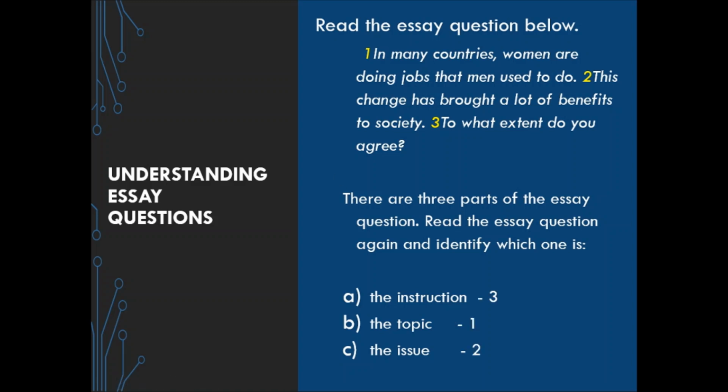All right. So the first sentence is our topic, In many countries, women are doing jobs that men used to do. All right? Now, the second sentence is the issue. So, what is the issue? This change has brought a lot of benefits to the society. So, our topic is that women are doing jobs that men used to do. This is what we are talking about. Now, what is the problem about that? What's the issue? That this change has brought a lot of benefits to the society.